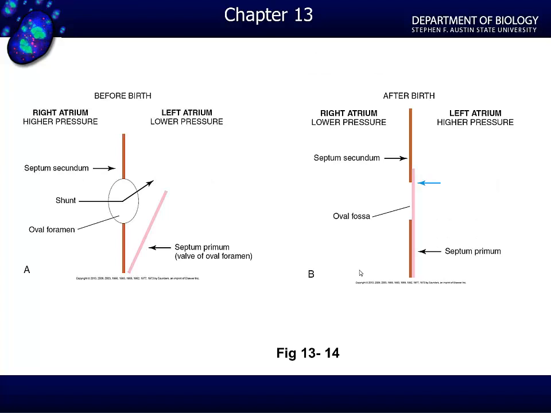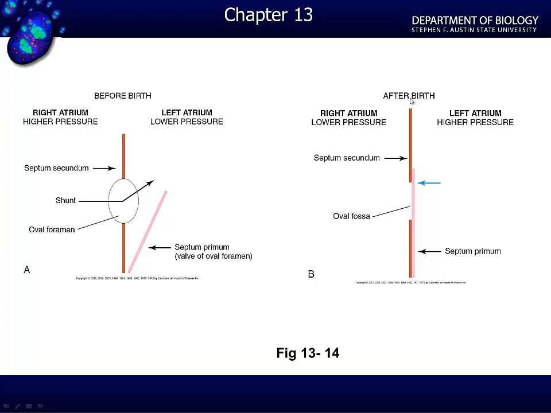Here you see just a schematic of how this is going to work. Before birth, higher pressure on the right. It's able to move that valve of the foramen ovale, and we're using that in place of this portion of the septum primum. There we have our foramen ovale moving through what was formerly our foramen secundum. Now this is just a big open hole.